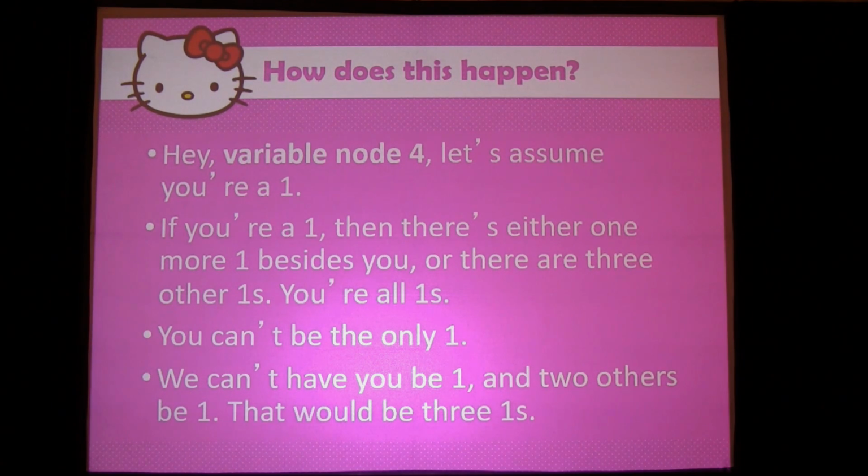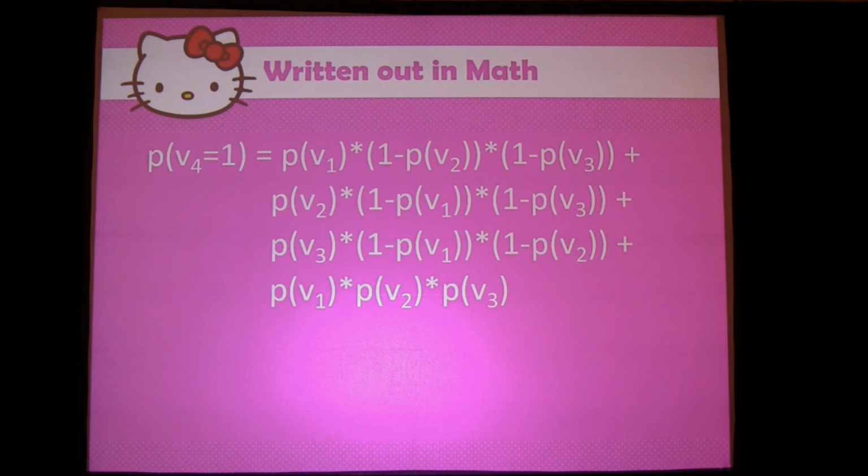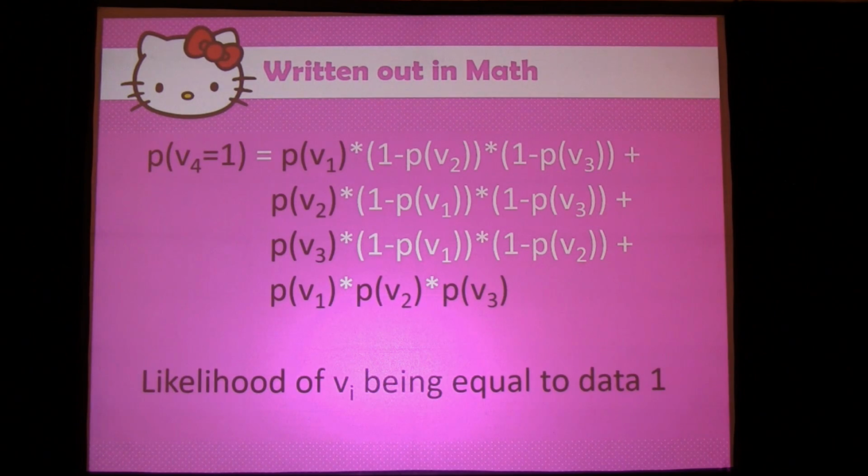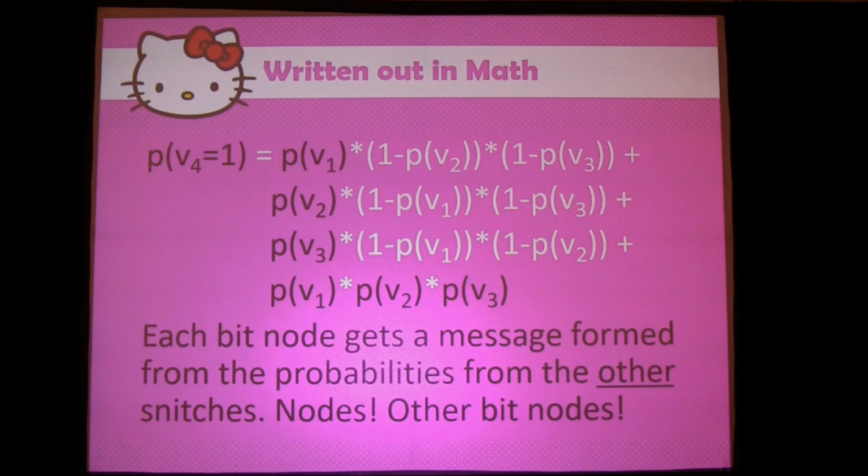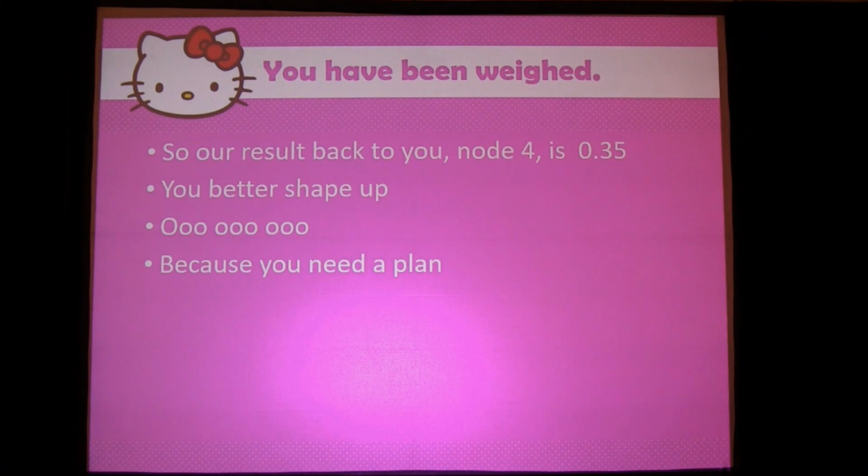But in math, it looks like this. And it's a little easier when you say, okay, here's the likelihood that it's 1. So here's my 1, 2, 3, 4. That's an even. Here's 2, and these are 0. So we just construct that situation that we talked about. You need an even number of 1s to make this work. Now we're going to get a number. Our result back to you, node 4, is going to be 0.35. So you better shape up.